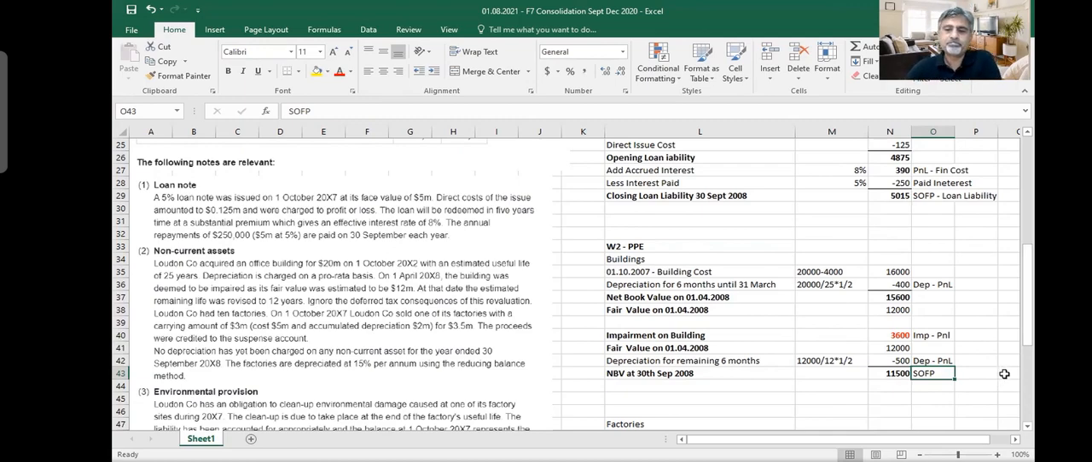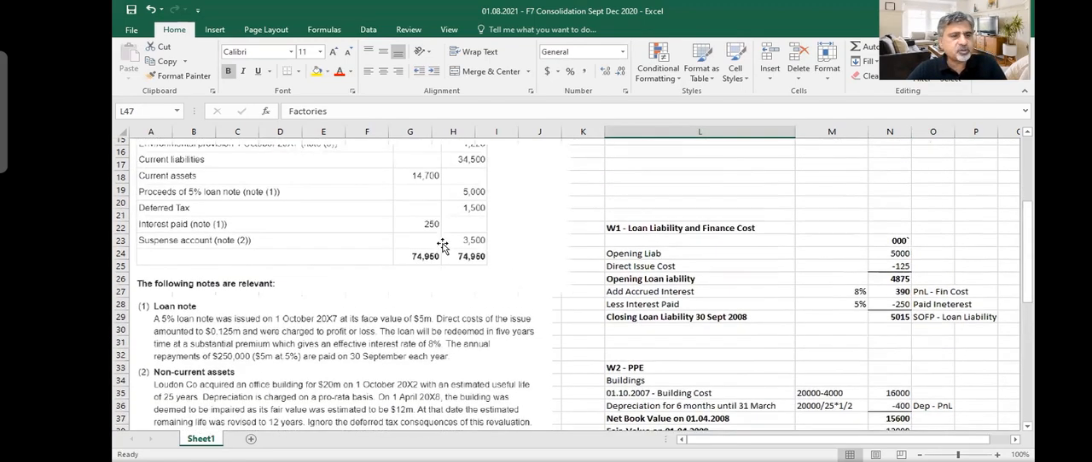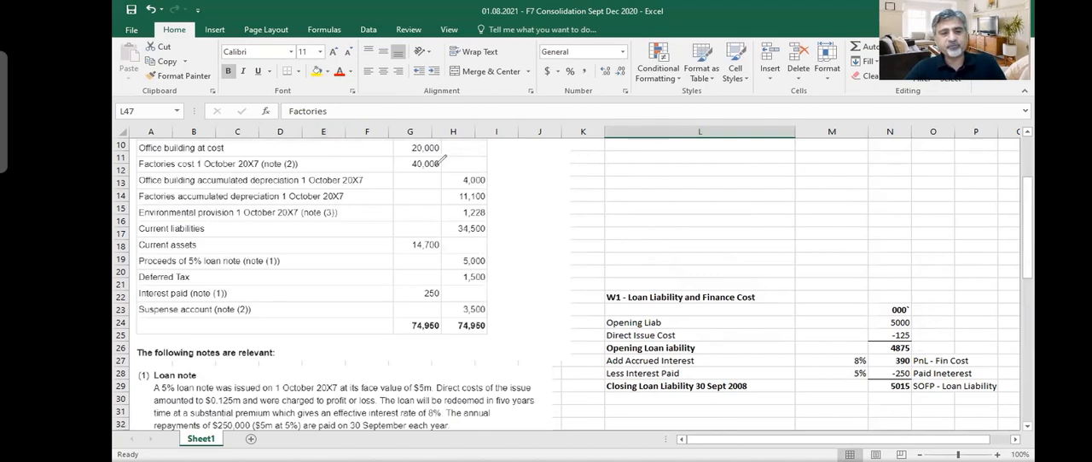Nothing. Okay. Then we talk about factories. So if we talk about factories, how much is the cost? It says factories at cost 40 million. Factories accumulated depreciation is 11,100. So we get the net book value.